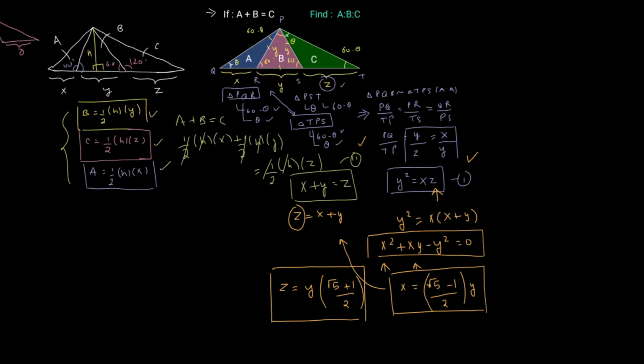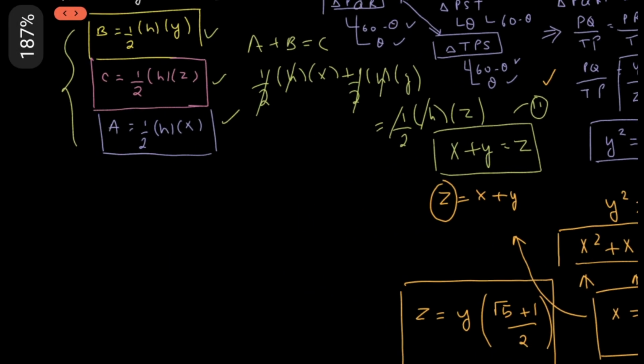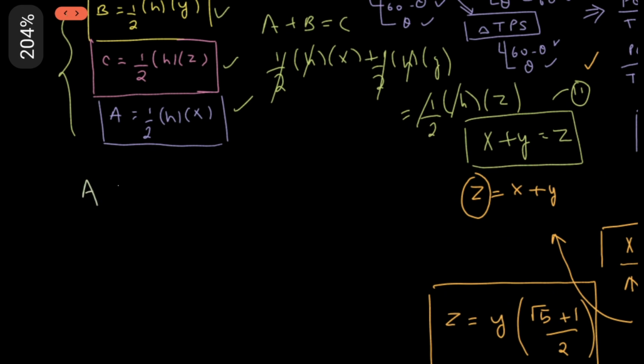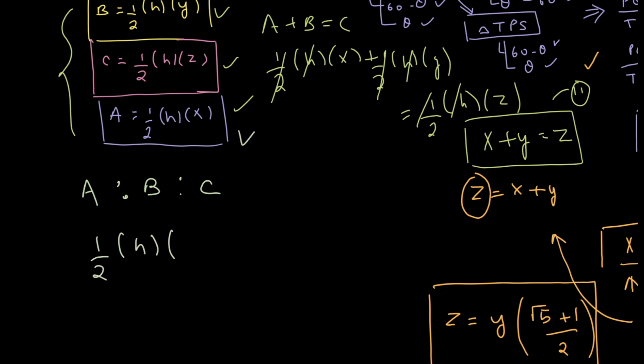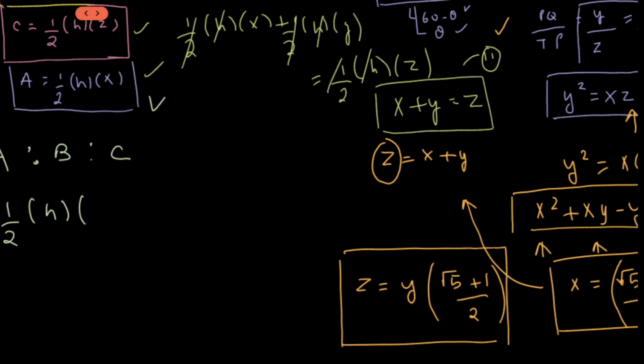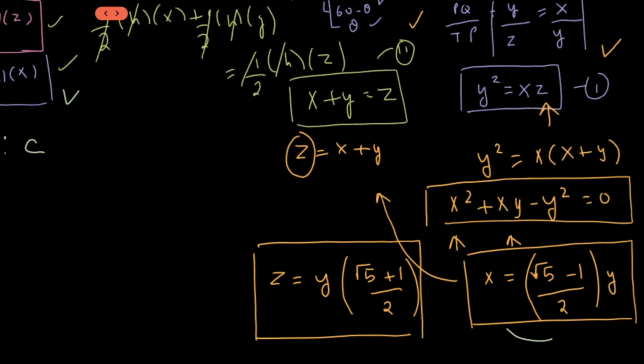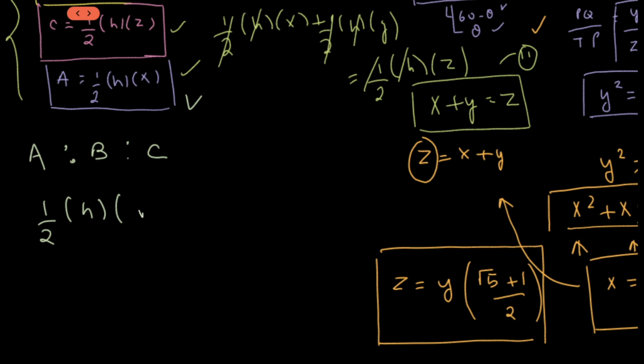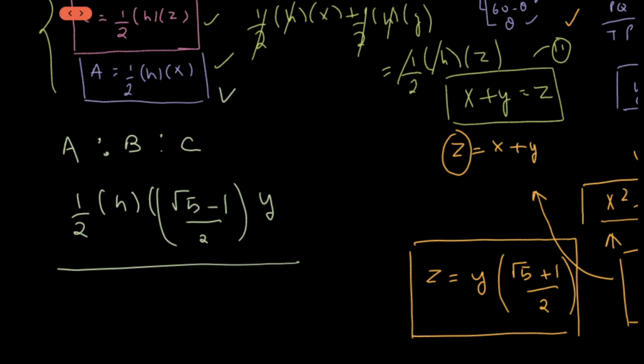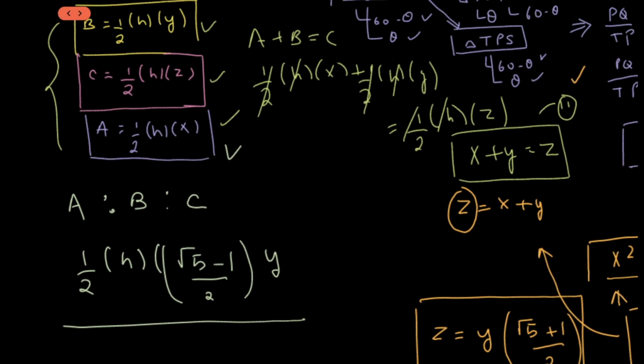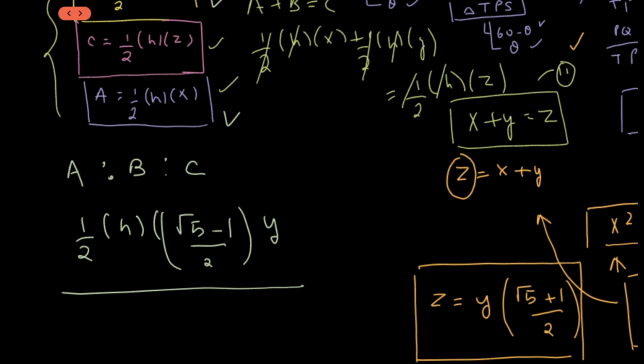Okay. Now let us move on to the final step. Finally it has been asked to find the value of A is to B is to C. So the value of A, that is the area, we have got over here, that is half multiplied by h multiplied by x. Now we have just got the value of x in terms of y, so we'll put that value over here. That is root 5 minus 1 divided by 2 multiplied by y. Okay. Divided by the value of b. So the value of b is half times h times y.